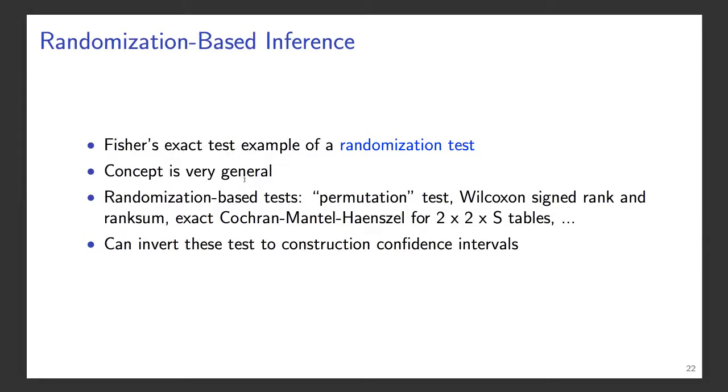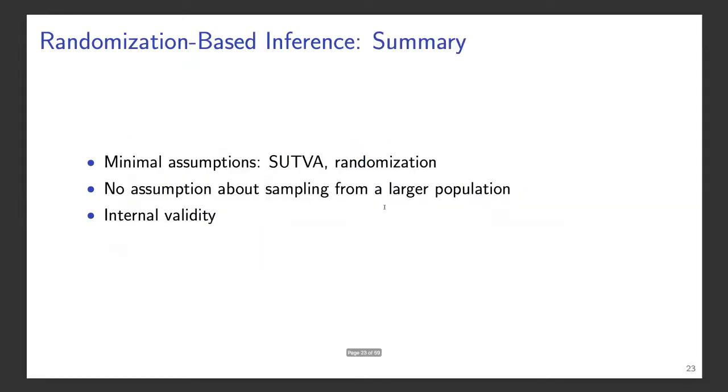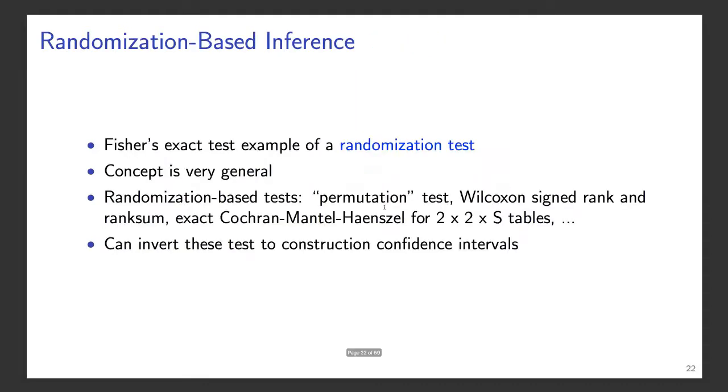The concept's very general, and we see this in many different examples: permutation tests, exact Wilcoxon tests, exact Cochran-Mantel-Haenszel tests, and so on. The justification for these is not always framed in terms of potential outcomes, but that is one way to think about what these tests are doing, as testing the sharp null that there are no individual causal effects.